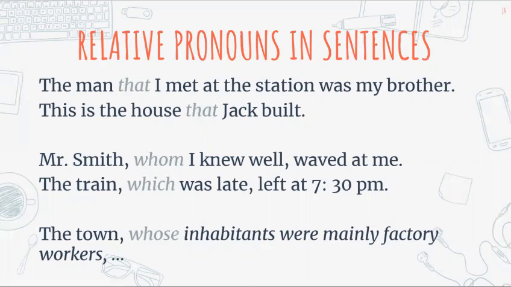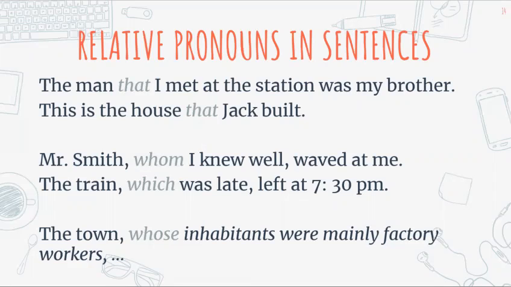So Mr. Smith, whom I knew well, waved at me. How do we know that whom is supposed to be used in this sentence? Well, we can rearrange the sentence. So we can say, I knew him well. And we know that him is also used in the object case. So whom would have to be used in the sentence.